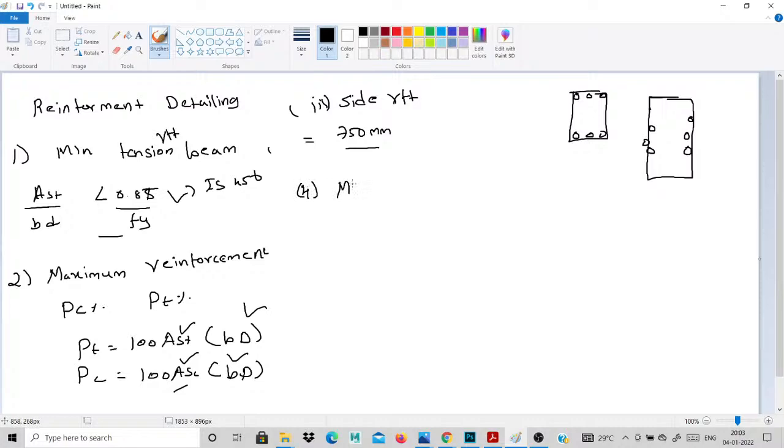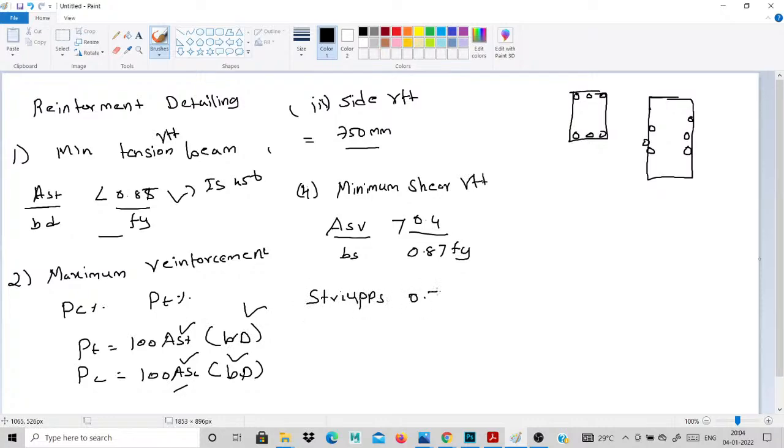The next one is the minimum shear reinforcement for your beam. This formula is available in IS 456 also. With this formula you check the minimum shear reinforcement for your beams. The stirrup spacing should not exceed 0.75 d or 300 mm, whichever is smaller. You take that for the minimum shear reinforcement.